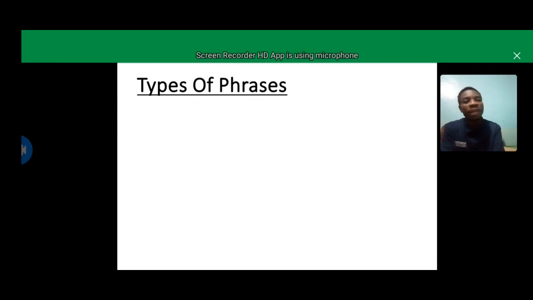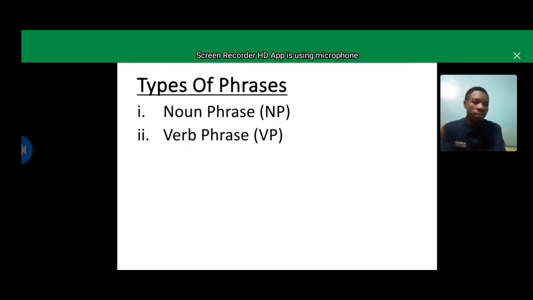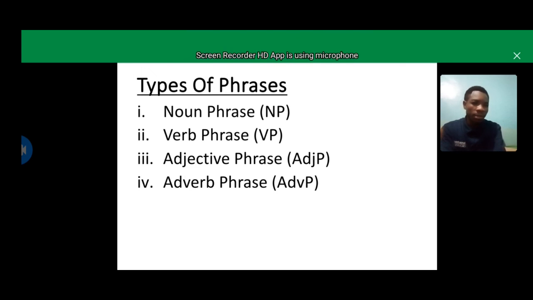On to types of phrases. Normally in English, we have 5 types of phrases. Number 1 is noun phrase. Number 2 is verbal phrase. Number 3 is adjective phrase. Number 4 is adverb phrase. And number 5 is preposition phrase.